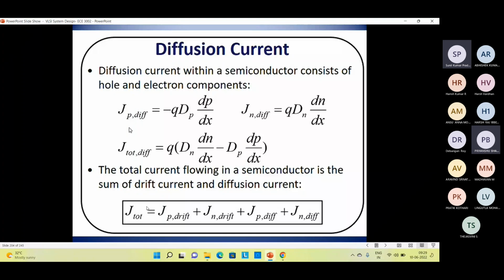So J total, our total current density, will be Jp drift, which is the drift current density for hole, plus Jn drift, the drift current density for electron, plus Jp diff, our diffusion current density for hole, plus Jn diff, our diffusion current density for electron. So the total current flowing in a semiconductor is the sum of drift current and diffusion current. This you should remember always. Okay. So what is the total current in a semiconductor? It is the sum of drift current and diffusion current.